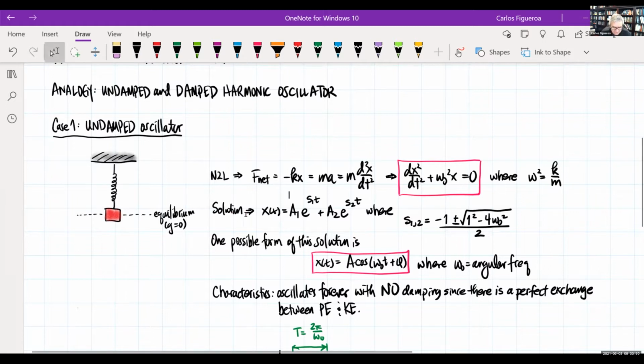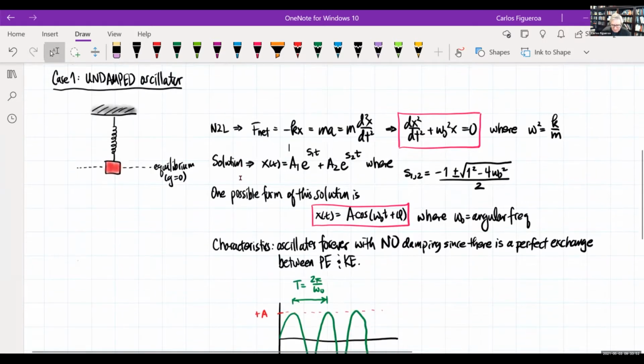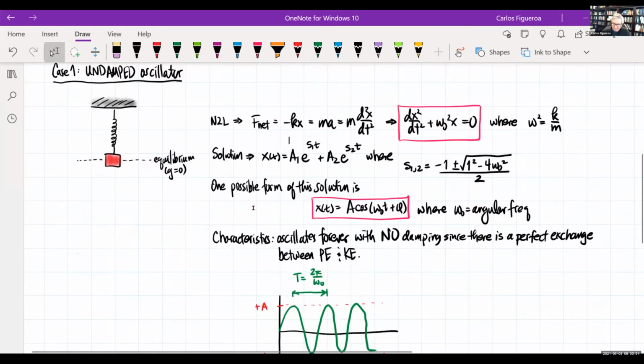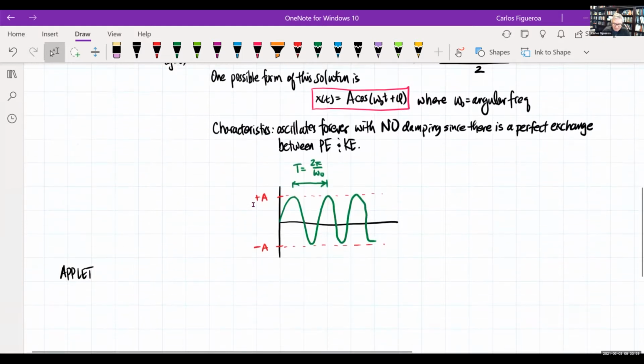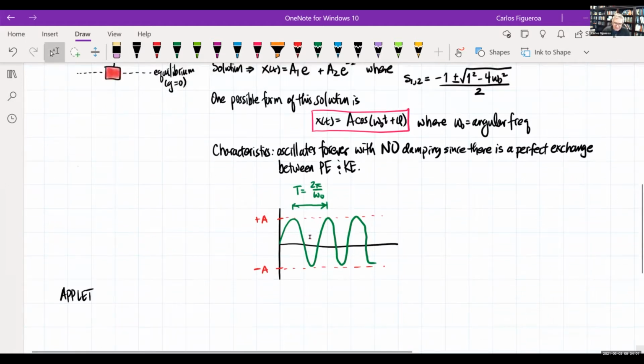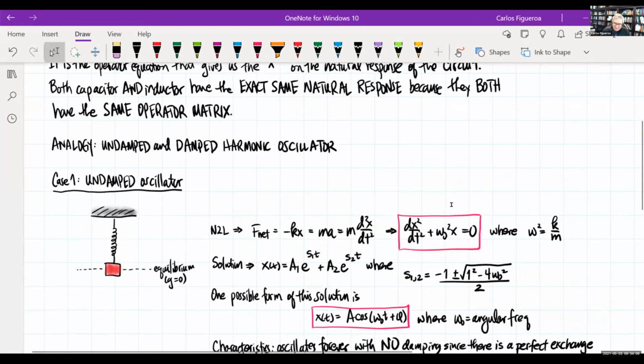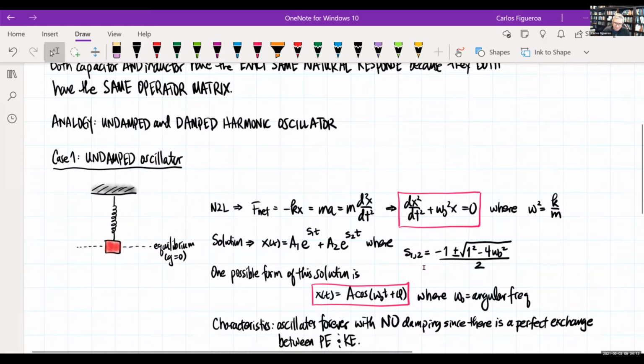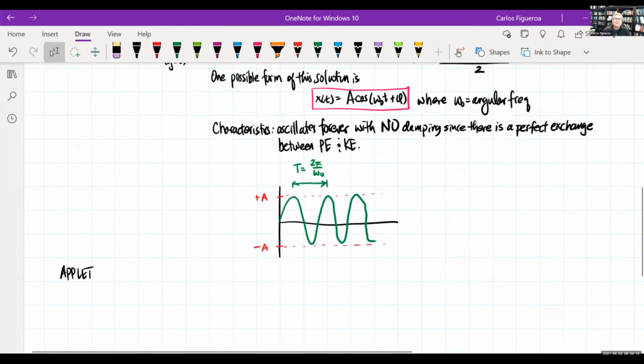So what's the characteristic of an undamped oscillator? Well, it oscillates forever with no damping, since there's a perfect exchange of kinetic and potential energy. So when I look at this guy, it's going to look exactly like this. So the key thing is this equation and this quadratic solution here. What I want to do is come in and show you an applet so you can see what I'm talking about.